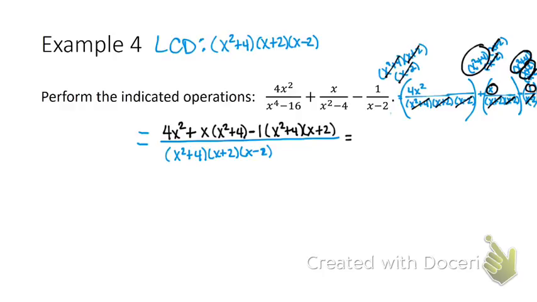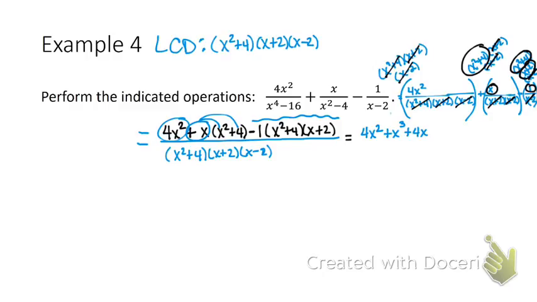Alright, so what are we going to do next? We're going to do some distributing. So I still have that 4x squared, so I'm just going to bring it over. I'm going to distribute a positive x to the x squared and the 4, which is going to give me x cubed plus 4x. And then, what's happening right here, though? We got 3 things being multiplied, don't we?